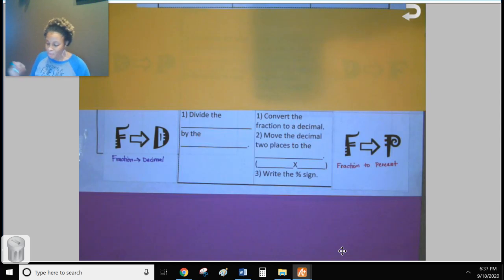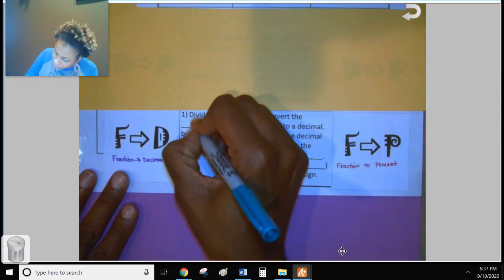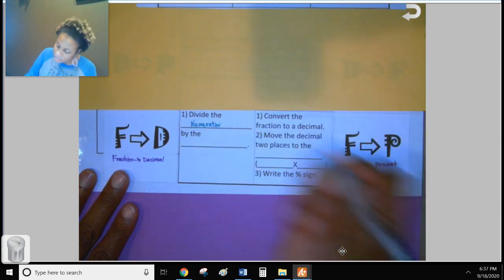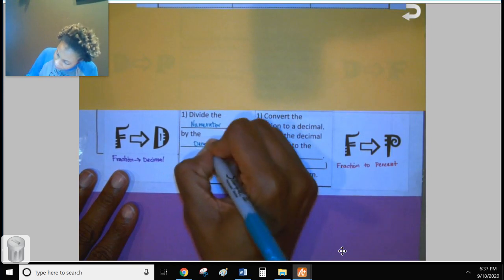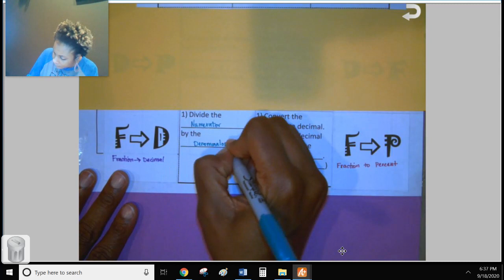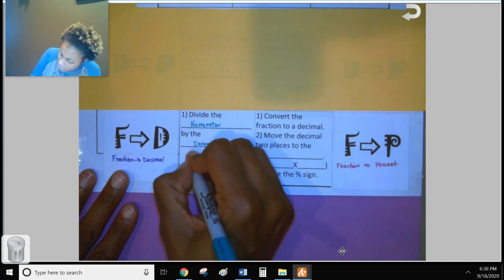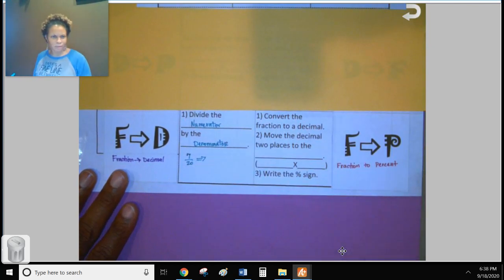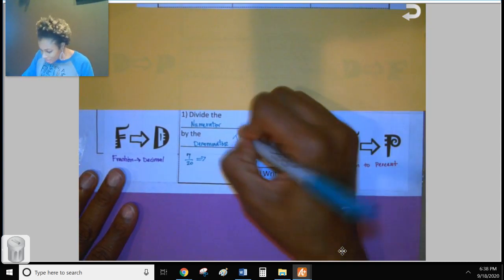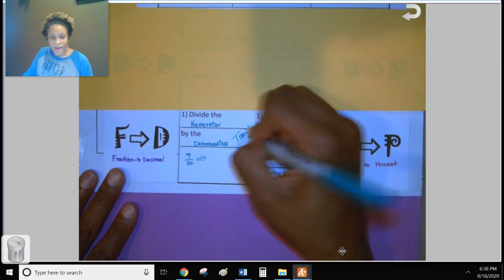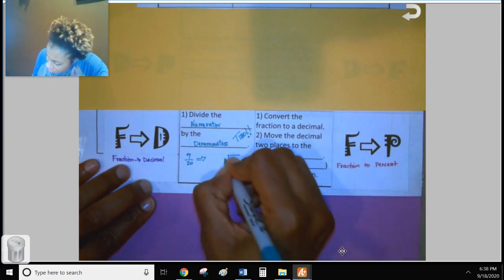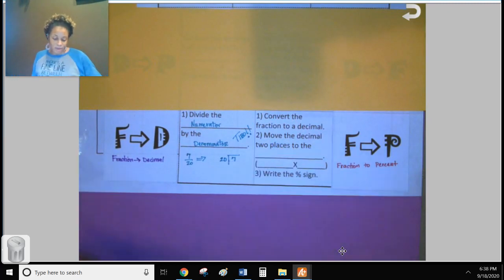Fraction to decimal. Step 1, divide the numerator by the denominator. So if we had a fraction 7/20, it's telling us to divide the numerator by the denominator. This seems familiar. We've been doing this. It's called TIBO. Remember? TIBO means top in, bottom out. So if our fraction is 7/20, 7 would go in the house, 20 would go outside of the house.